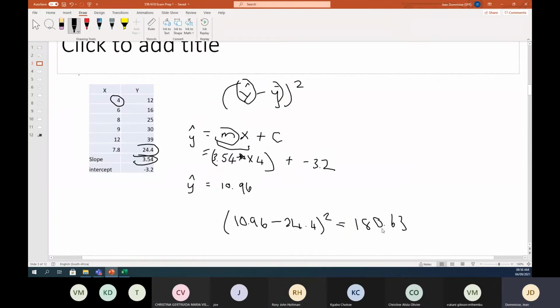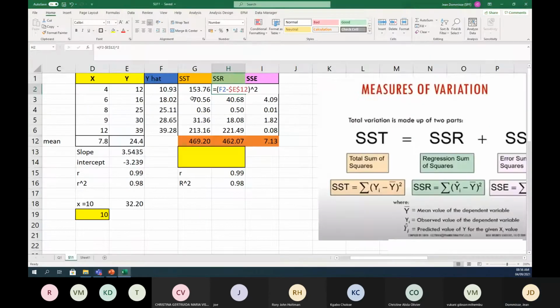But that 180 is only for that line. So now you need to do the same for that, and then add all of them together to get the 462. Okay, does that answer a question nearly on how you would have done it manually?